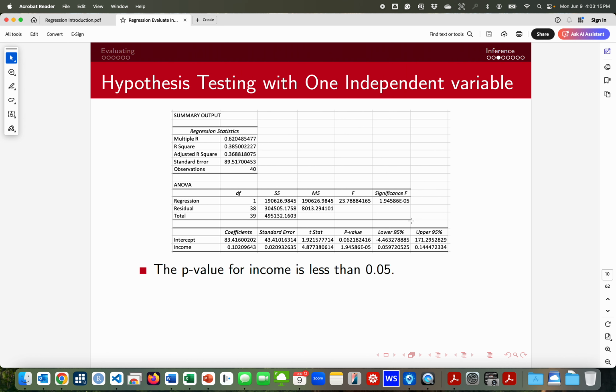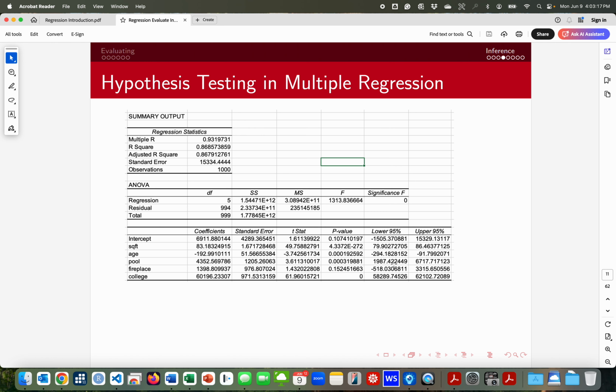So in a multiple regression setting, we would look at all these different p-values. We don't care about the intercept p-value, but we can see for all of these except fireplace that they are statistically significant determinants of the sales price of a house. So holding constant the other variables, square footage is a statistically significant determinant of the price. Age is a statistically significant determinant. Whether or not the house has a pool is a statistically significant determinant, but fireplace is not.